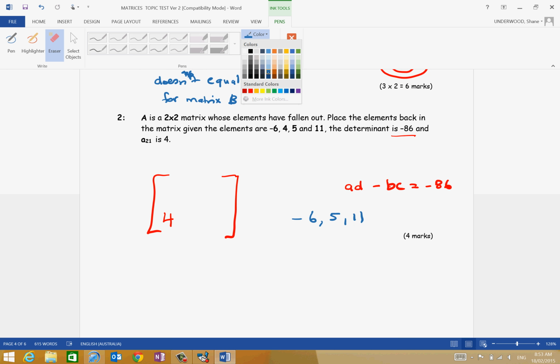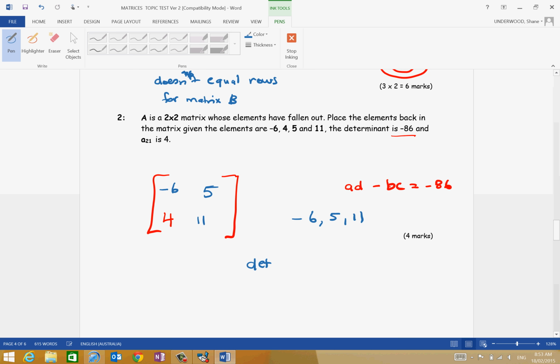So we play around with it a little bit, and I'm just going to put negative 6 there, and then let's put 11 there, and let's try 5 there. Let's see if that works. The determinant of matrix A is equal to minus 6 times 11, subtract 5 times 4, which is equal to negative 66 minus 20. Look at that, it equals negative 86.